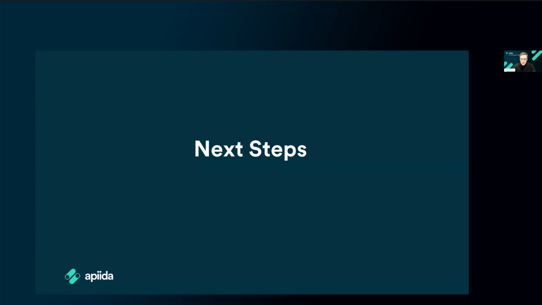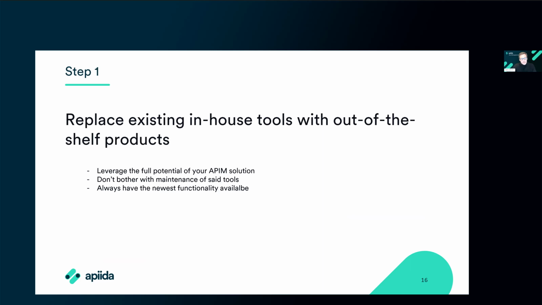So what are your next steps? What can you do now to get that streamlining of API provisioning underway? The first step, of course, is to replace the existing in-house tools with off-the-shelf products. That might be counterintuitive, but the reason is very simple. When you built these in-house tools, you had a certain use case. Now, your use case might have changed, or your API management solution might have more functionality than it did when you built that.